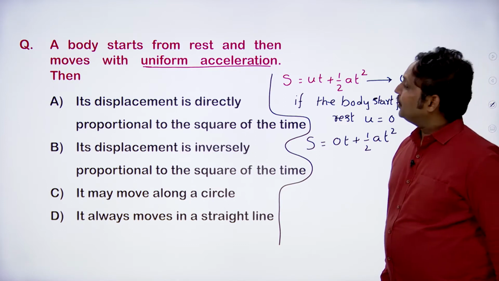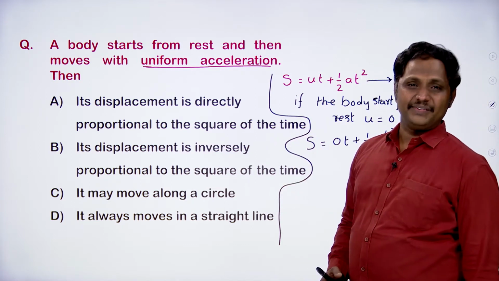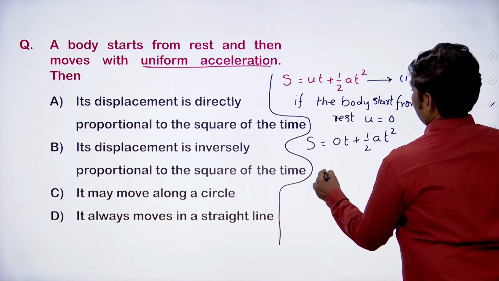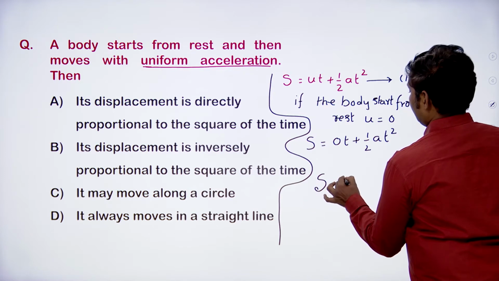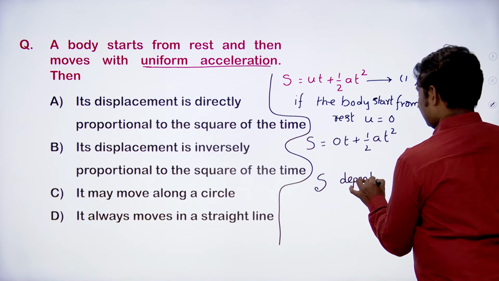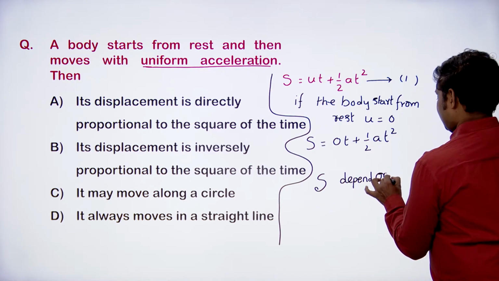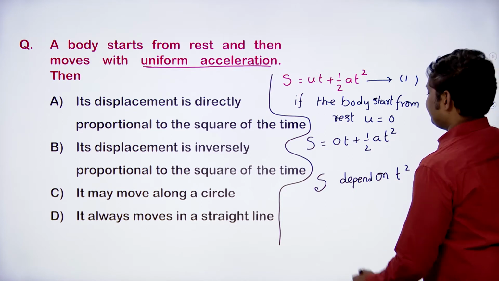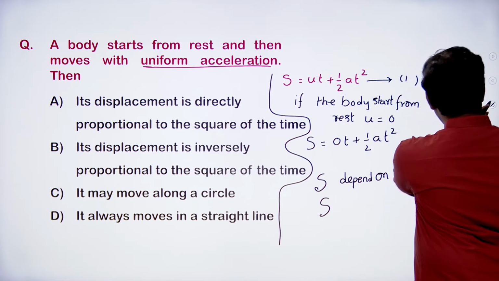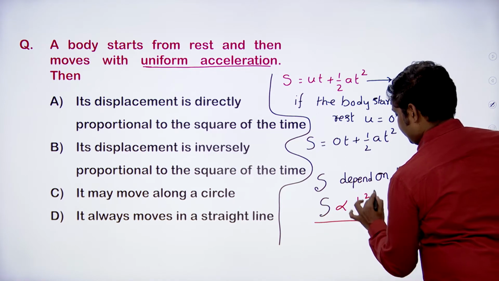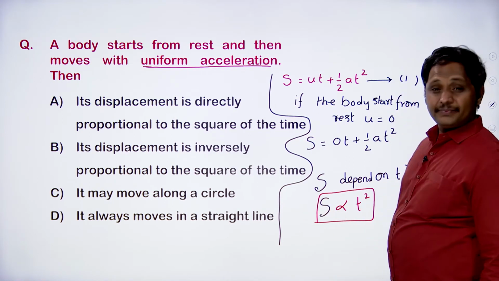In case of uniform acceleration, a is going to be constant. So, S depends on t square, that is S is directly proportional to t square. This is very clear.